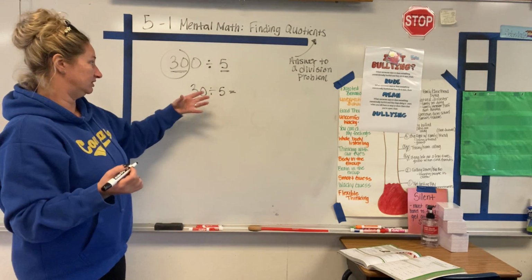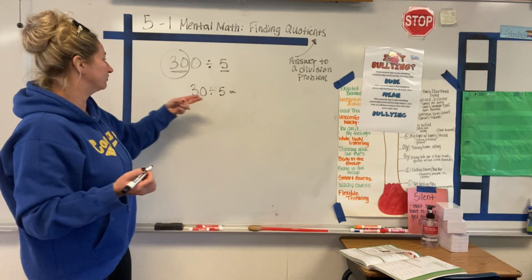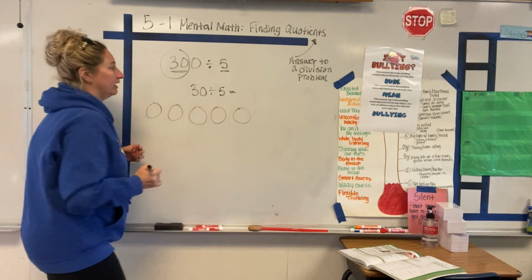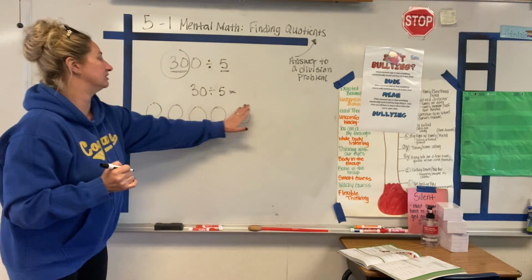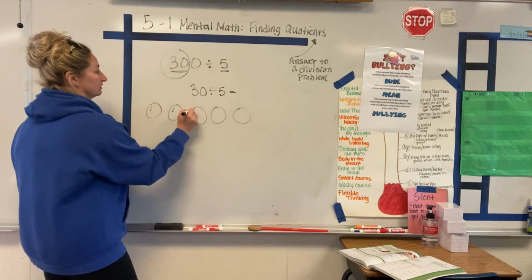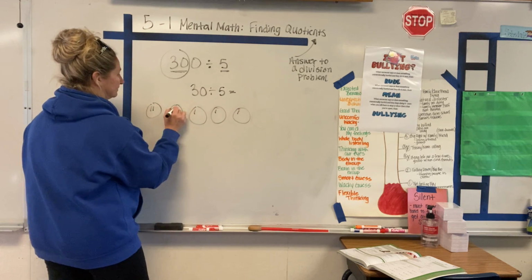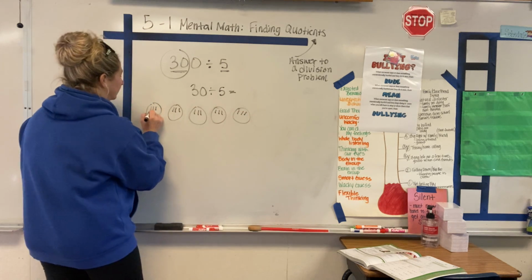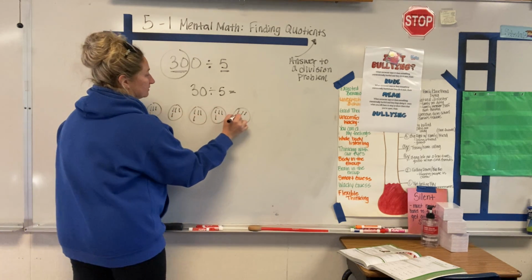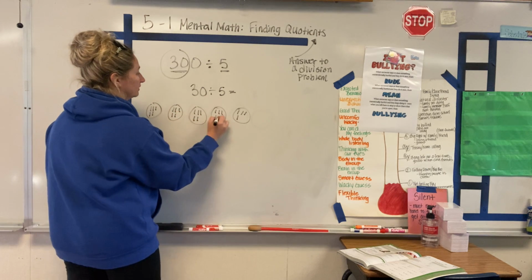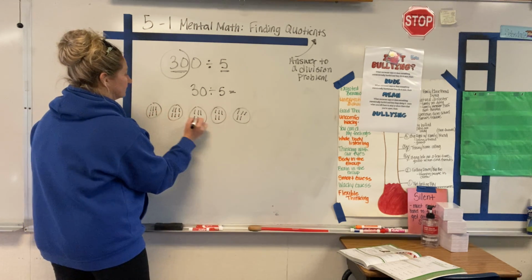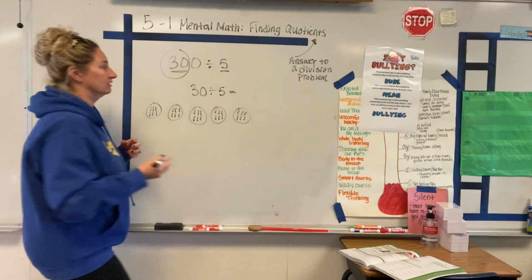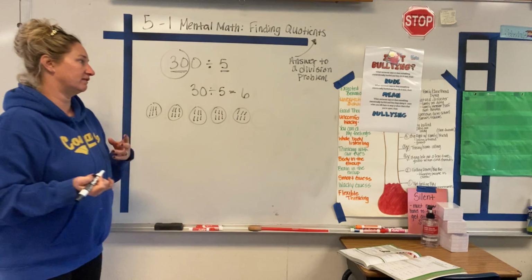And there's a couple different ways you could do it. Like I showed before, you could make 5 circles, and you can divide 30 into those 5 circles. 1, 2, 3, 4, 5, 6, 7, 8, 9, 10, 11, 12, 13, 14, 15, 16, 17, 18, 19, 20, 21, 22, 23, 24, 25, 26, 27, 28, 29, 30. So what did I get in each circle? 6. So 30 divided by 5 is 6.